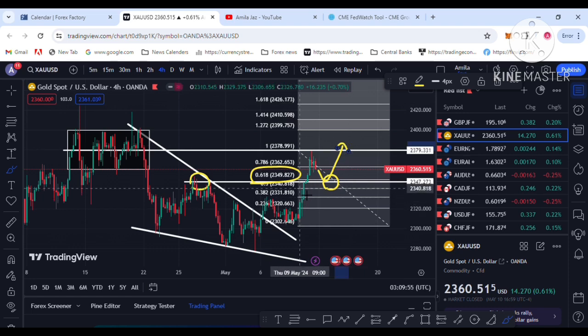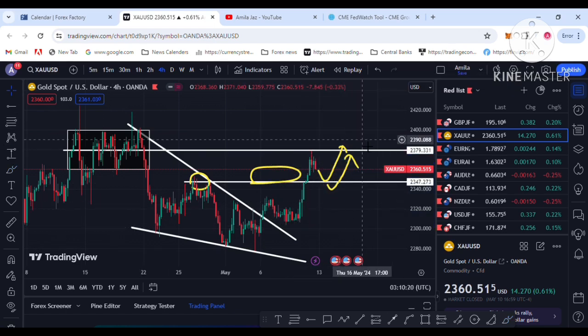That 0.618 area, the 2350 area, is the area below. Wait for the price to retest to that area. The 0.5 area, that's the 2340 area. So wait for the price to retest the downside and get the buy trade. So this is the technical picture I am seeing next week.